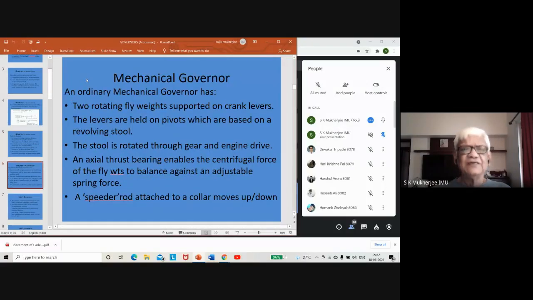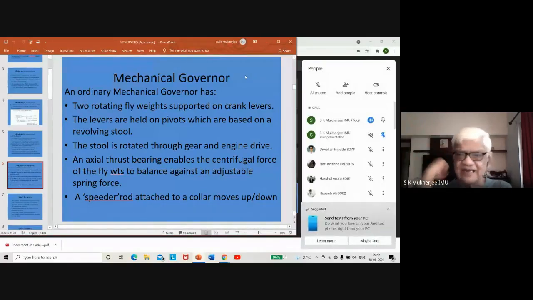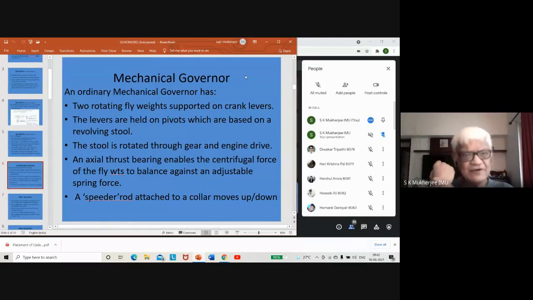Okay, the ordinary mechanical governor has two rotating flyweights supported on crank levers. It has got two weights which are supported on crank levers. Your arm is like a crank lever if it is bent. Okay, these levers are held on pivots which are based on a revolving stool. In other words, both the weights are revolving because they are based on a circular or a horizontal stool. The stool is again rotated through an engine drive.